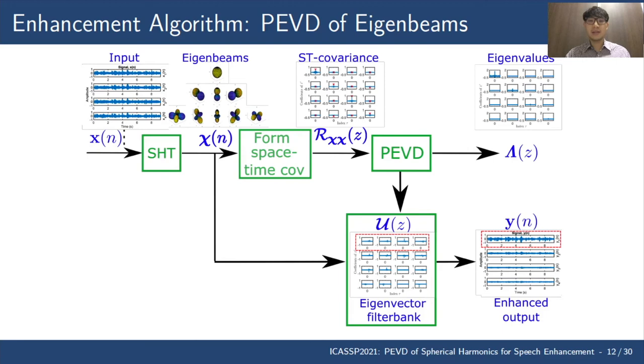This slide summarizes the proposed algorithm. Instead of applying the polynomial EVD to the 32 microphone signals directly, we first approximate the sound field with a low-order spherical harmonic. Consequently, this will generate a smaller number of eigenbeam signals on which the PEVD can now operate at a reduced complexity. The generated eigenvector polynomial matrix is then used by the eigenbeam signals to generate the enhanced output.